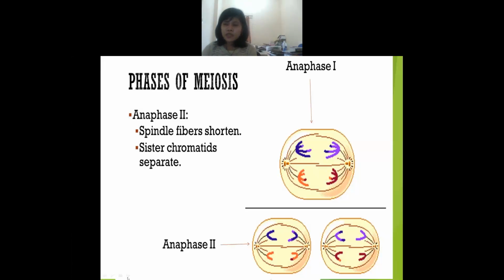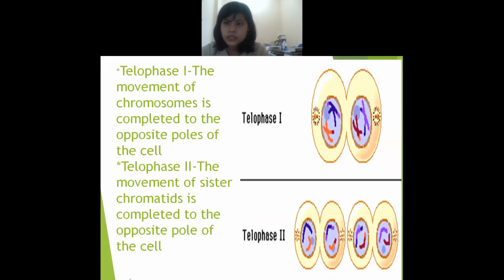This one. Because they want to be 4 cells now. From 2 cells to 4 cells, 4 haploid cells. So that's why they will be trying to divide from each other. They will occur in this way. Okay, it will be appearing in this way.